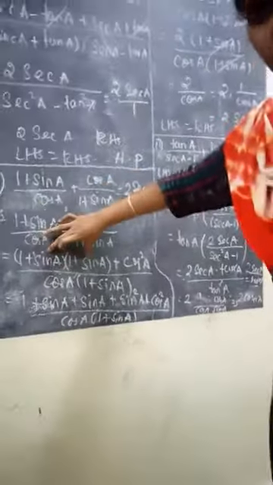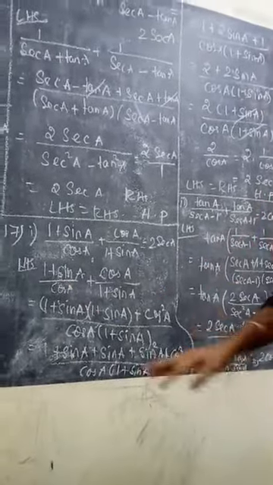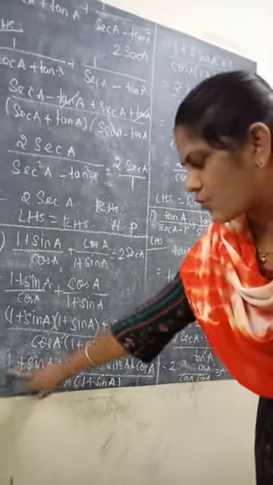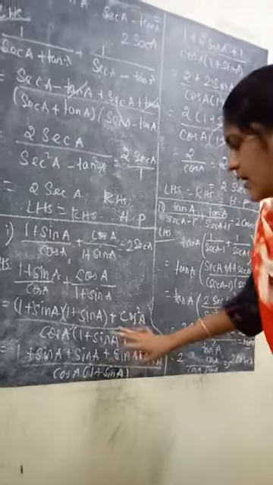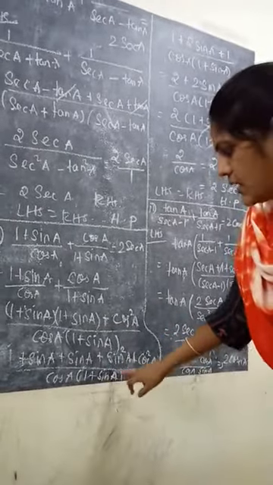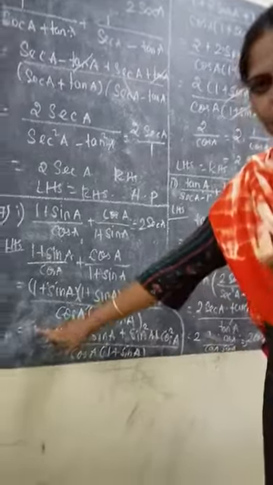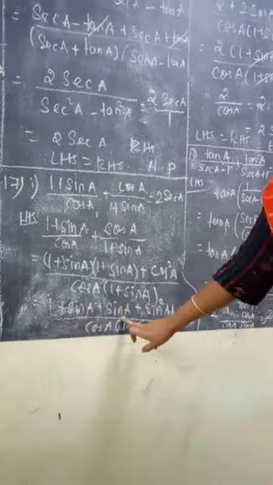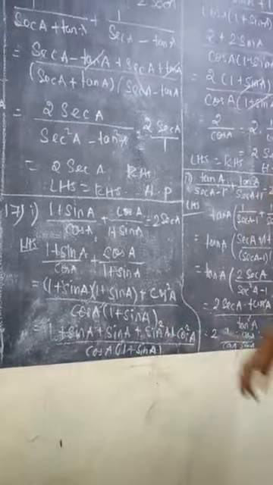Listen, this is in (A plus B) whole square. We expanded this with the formula A square plus B square plus 2AB. After expanding, we have 1 plus sin A plus sin A plus sin squared A, and already we have cos squared A. So sin squared A plus cos squared A value is 1. Already we have 1, so 1 plus 1 is 2. Next, sin A plus sin A, so 2 sin A, divided by cos A into (1 plus sin A).